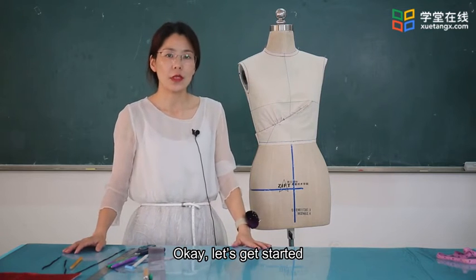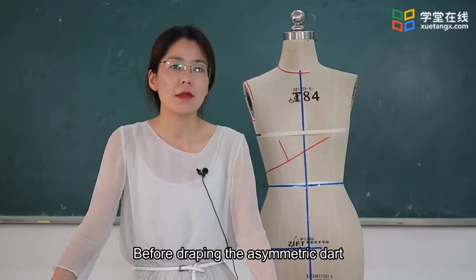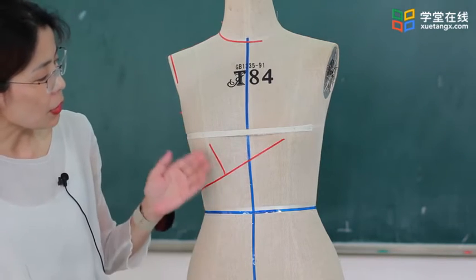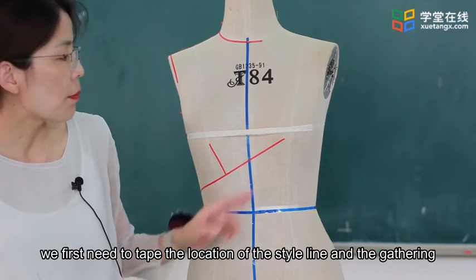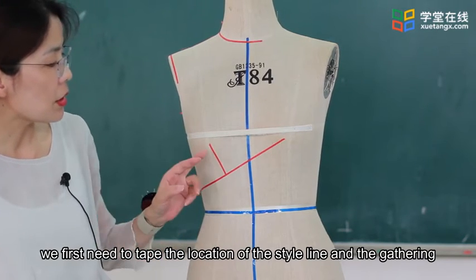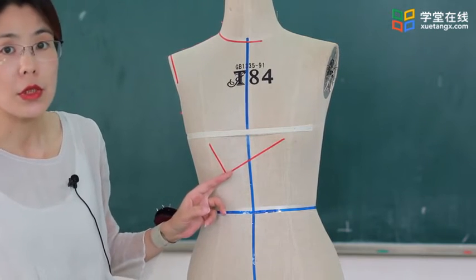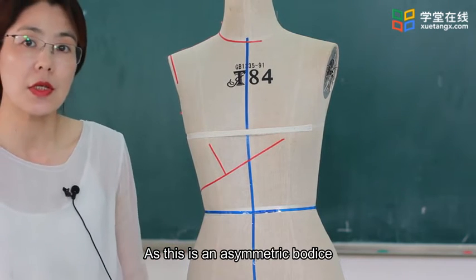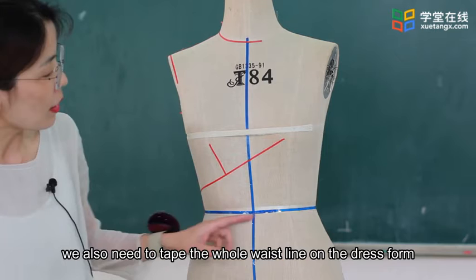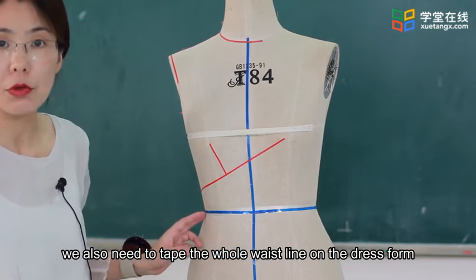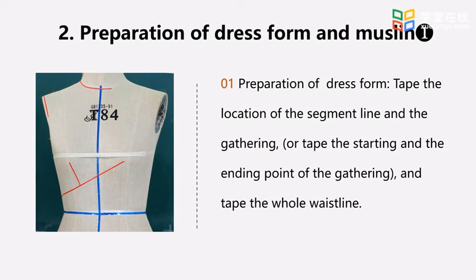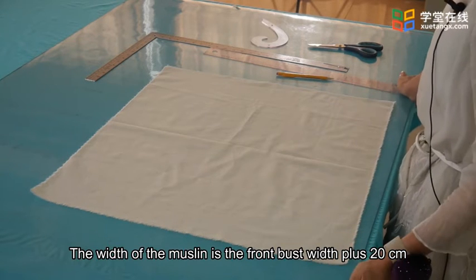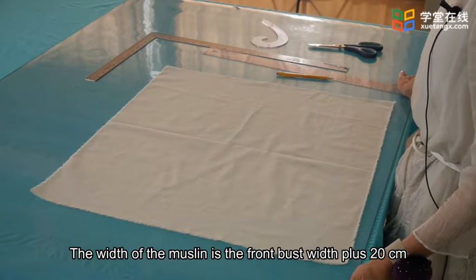Okay, let's get started. Before draping the asymmetric dart, we first need to tape the location of the style line and the gathering according to the design. As this is an asymmetric bodice, we also need to tape the whole width line on the dress form. The width of the muslin is the front bust width plus 20 cm.